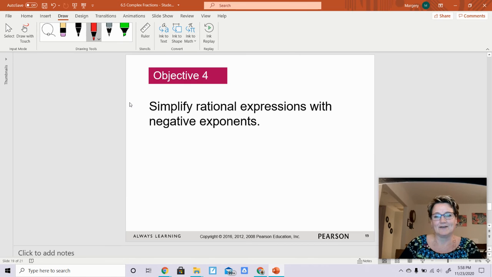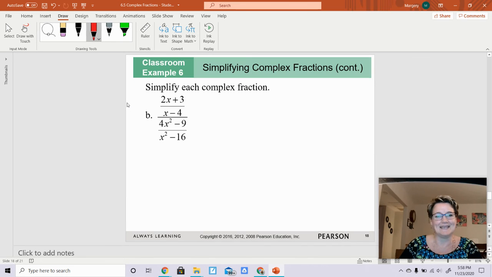Oh my goodness gracious, there's more. All right, let's keep going. This one's nicer. I don't have to do anything with it, but I don't like the way it's written. So I'm going to call it 2x plus 3 over x minus 4 divided by.